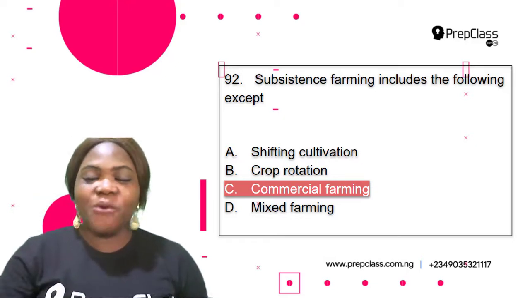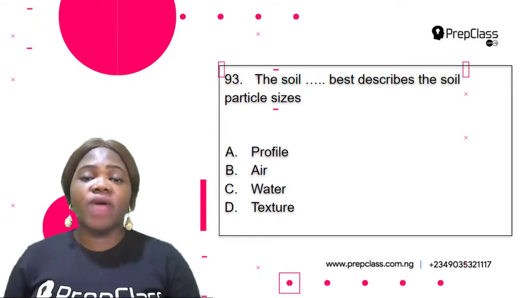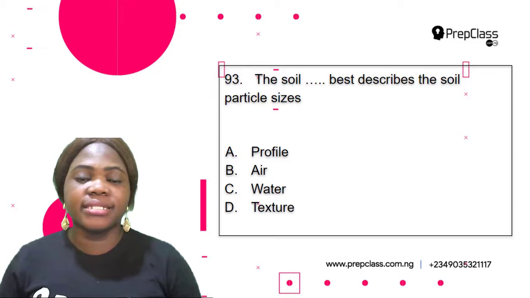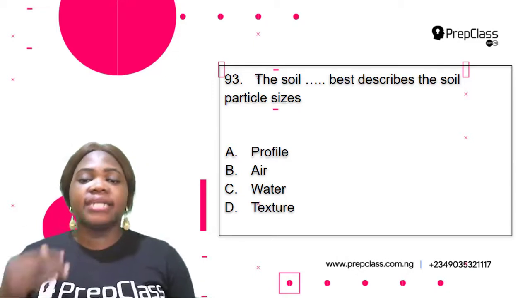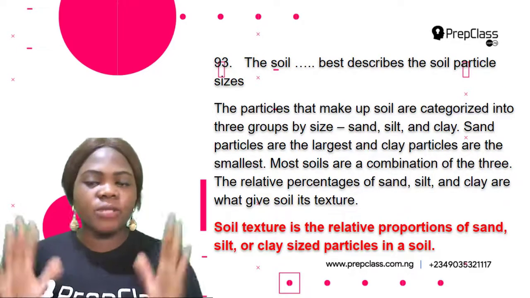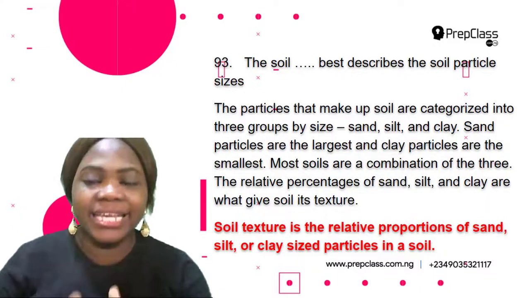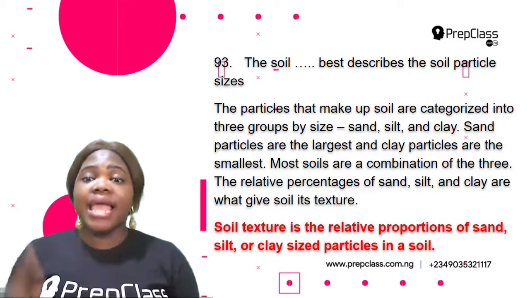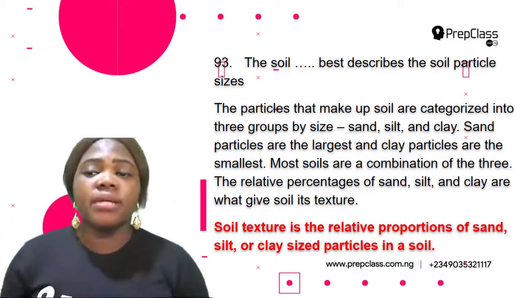Check. Question 93. The soil dash best describes the soil particle sizes. A. Profile. B. Air. C. Water. D. Texture. Okay, so the particles that make up soil are categorized into three groups by size: sand, silt, and clay. So these are all the particles that make up the soil.